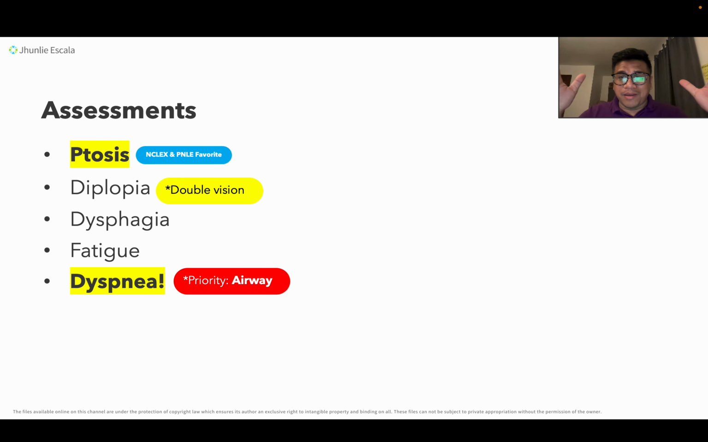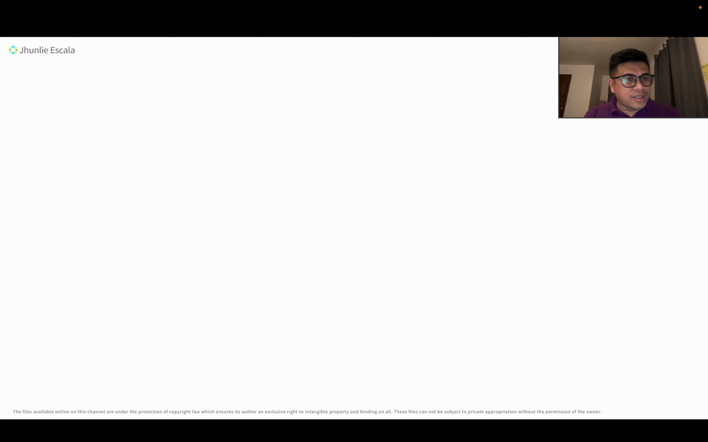So what you need to remember is priority airway. Okay, you need to prioritize your airway. And remember, of course, one of the assessments na makikita natin is muscle weakness. Again, it's because of the attacks that are being done on your acetylcholine receptors within your muscles. Okay, so let's continue.